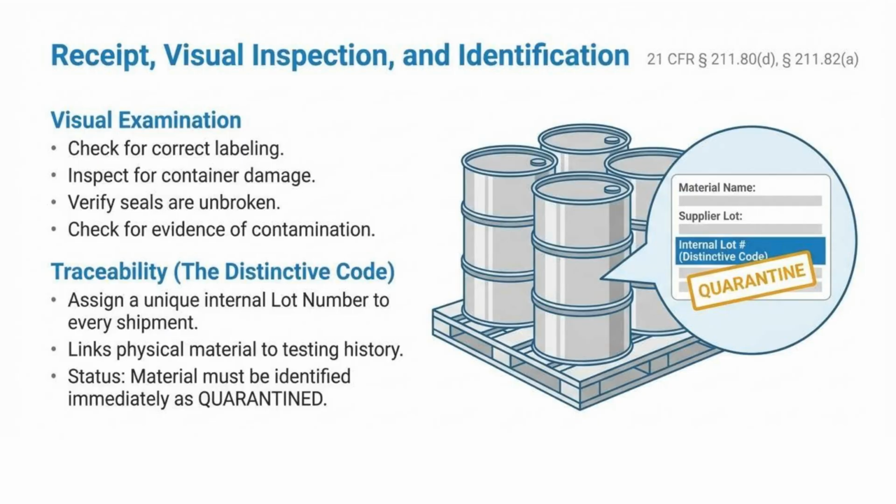Upon arrival, the first line of defense is a thorough visual examination for labeling, damage, and contamination. We establish traceability by assigning a unique internal lot number. The material must be immediately identified as quarantined.